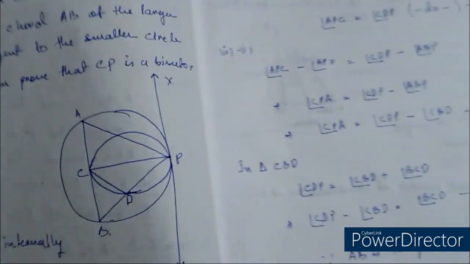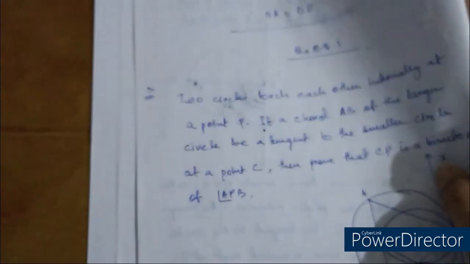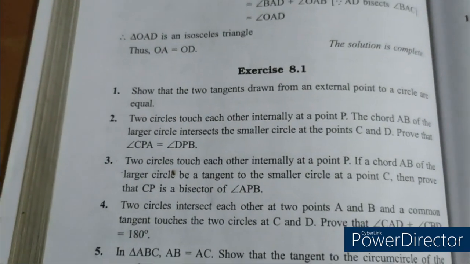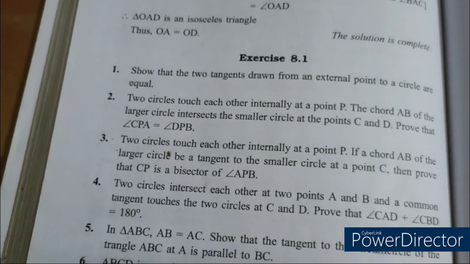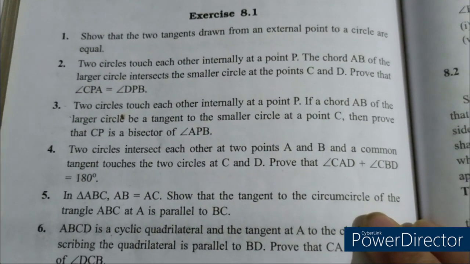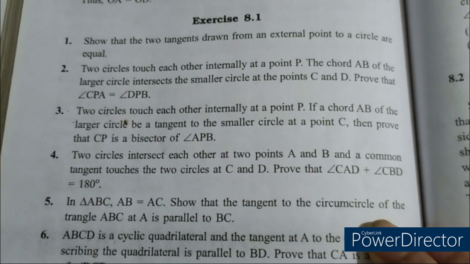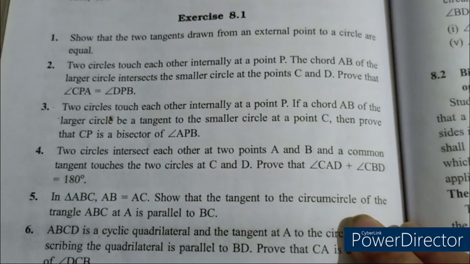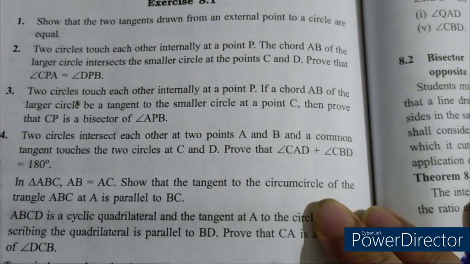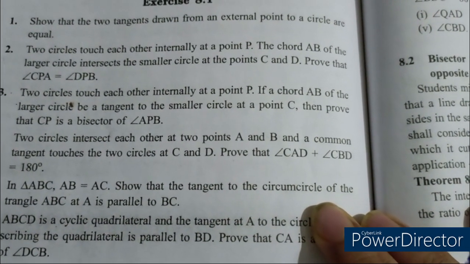Next you see there was a question which was not given. Exercise 8.1 question number 3. Exercise 8.1 question number 3. It was not given in class. Two circles touch each other internally at a point P. If a chord AB of the larger circle is a tangent to the smaller circle at a point C, then prove that CP is the bisector of angle APB.